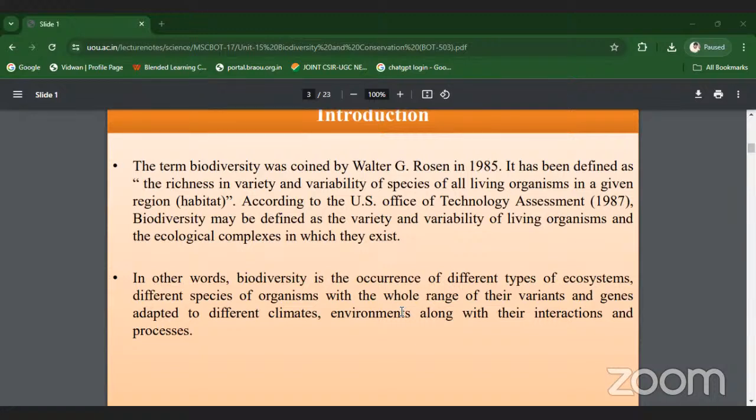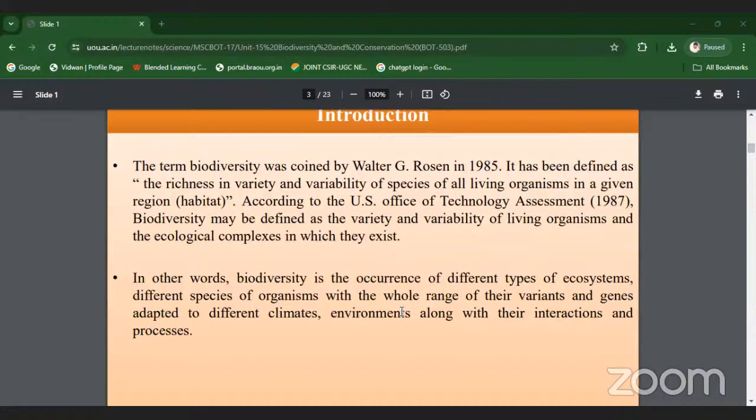First of all, what is biodiversity? Diversity means different forms. Bio means all living organisms, such as plants and animals, all together called biodiversity. Diversity means variation in different types of plants and animals, not only among individuals but also variation within the species. Let's discuss one by one.